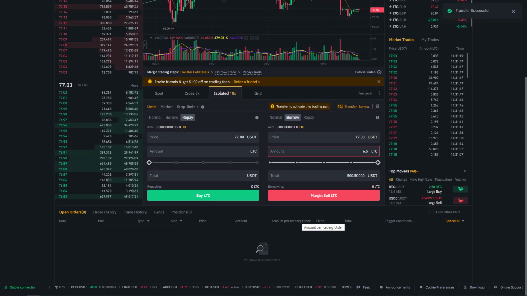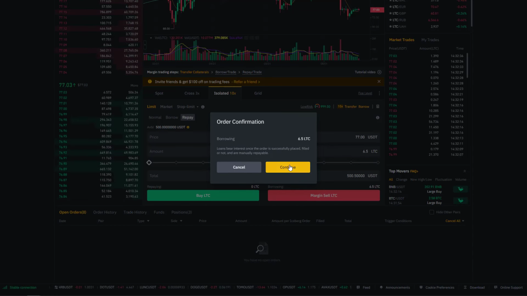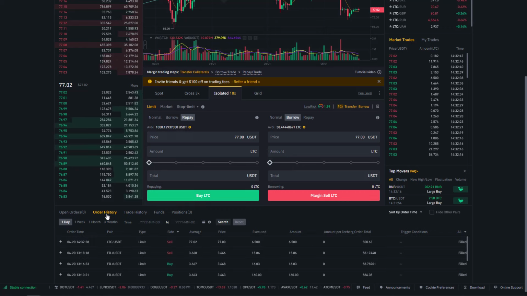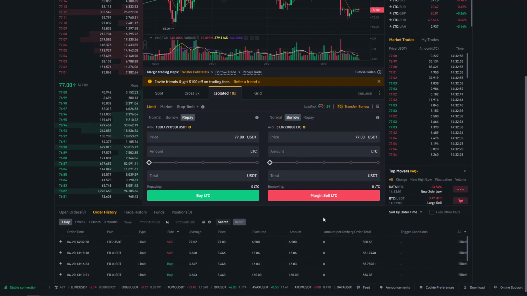Once I have done that, now I can short sell, basically borrow. Let's make it a little less. No, that's fine. 6.5 is about $500 worth. Let's go ahead and submit this order. So let's go ahead and sell 6.5 Litecoins that are worth about $500. Looking at my order history right here, that order has gone through, it's been executed. So I have sold short $500 of Litecoin.